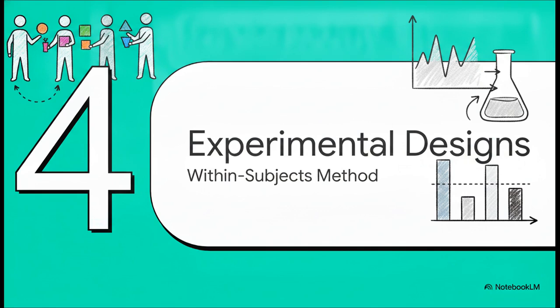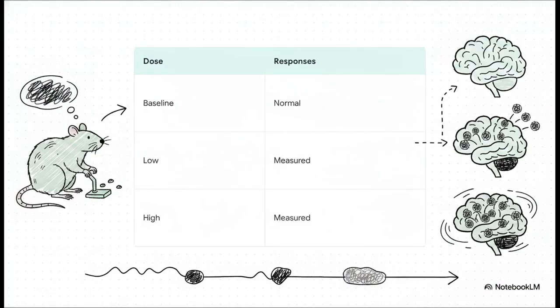All right, Section 4, 2 experimental designs, looking specifically at the within-subjects method. Instead of wrangling two totally separate groups of subjects, researchers sometimes use a within-subjects design. Basically, subjects serve as their own controls, and this brilliantly illustrates that concept. In this study, hungry rats were trained to press a lever for food. Researchers tracked their baseline rate for 15 minutes, no drugs, just normal behavior.